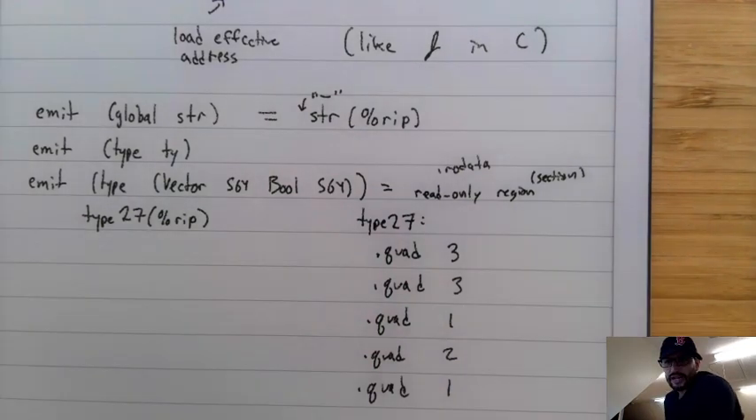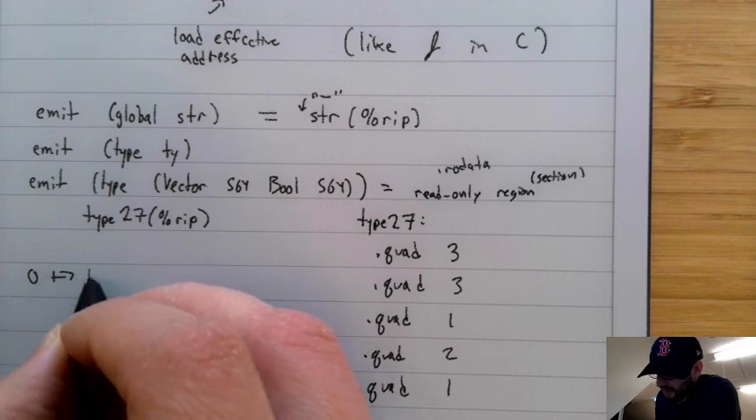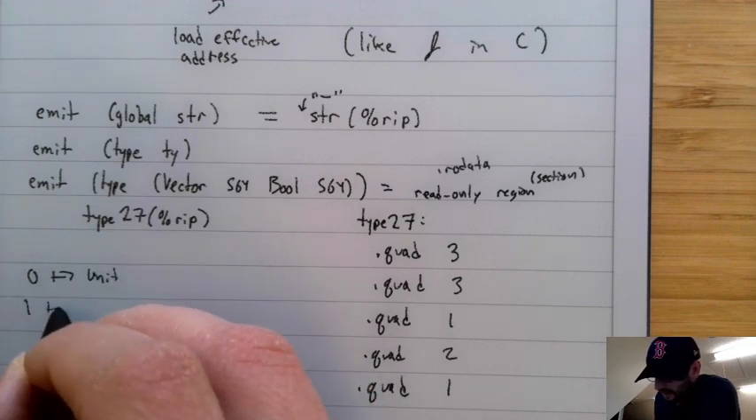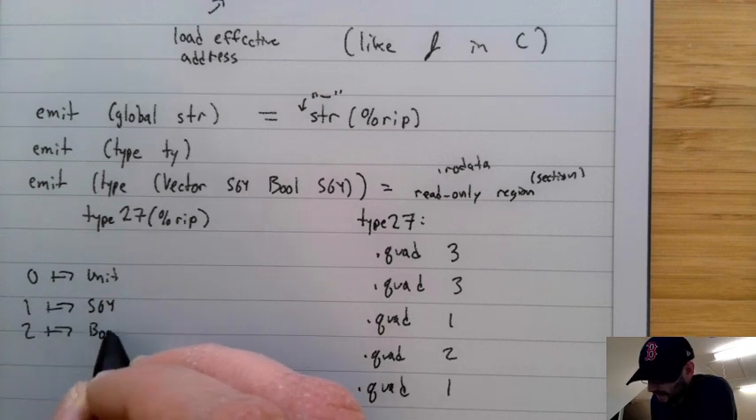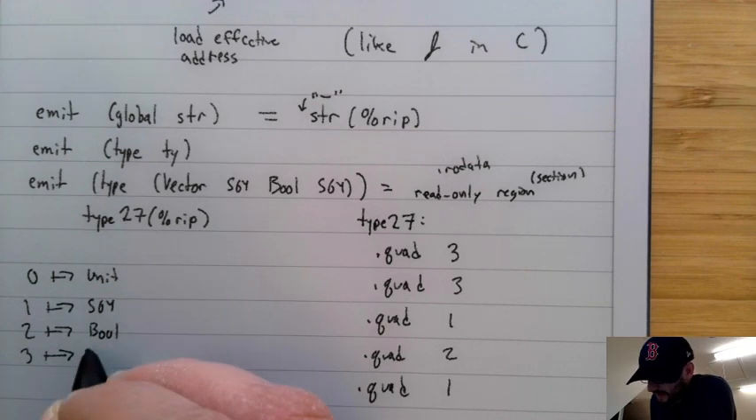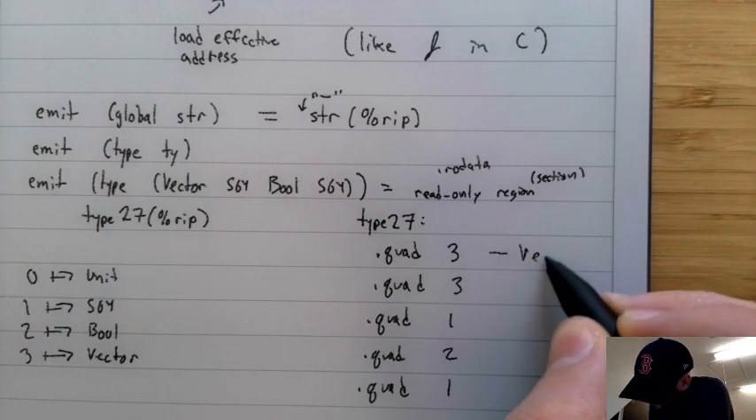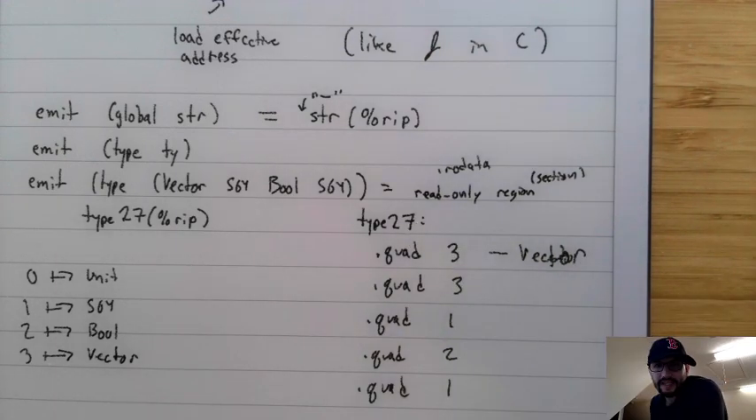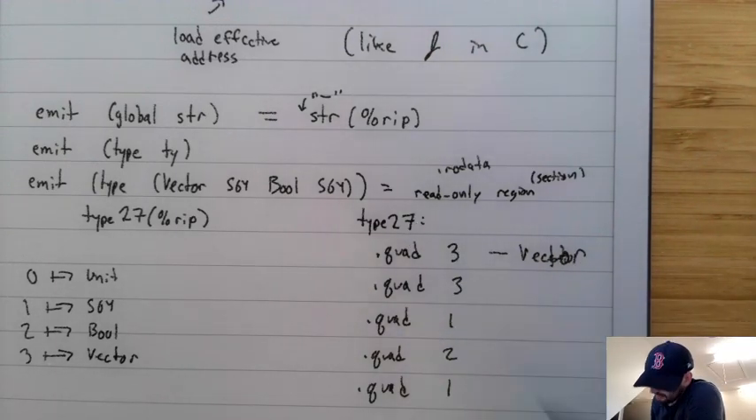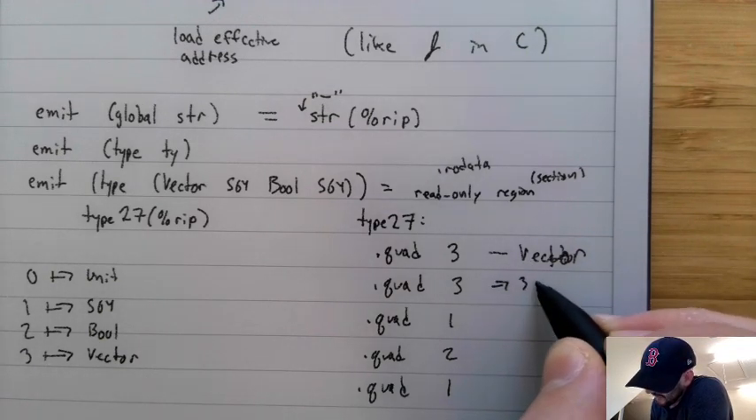Basically, you're going to have in your runtime system a mapping that says 0 is unit, 1 is S64, 2 is bool, and 3 is a vector. So this 3 right here says this is a vector. Type 27 is a vector. Now what's this 3 right here? That 3 is saying it has 3 elements.